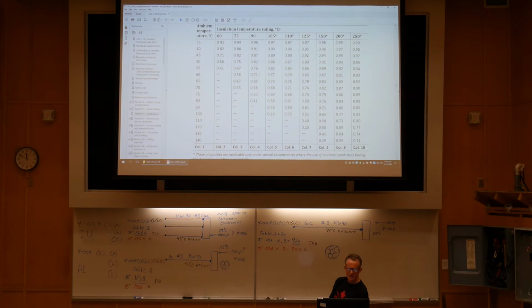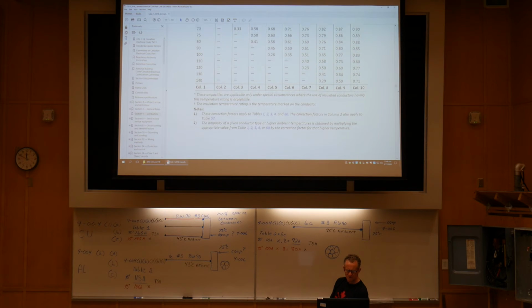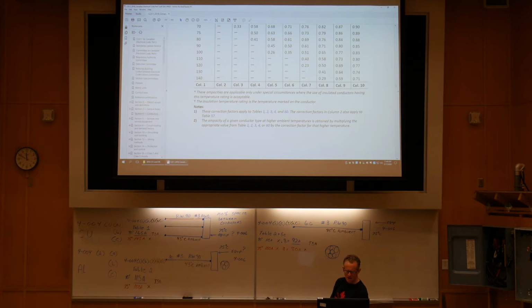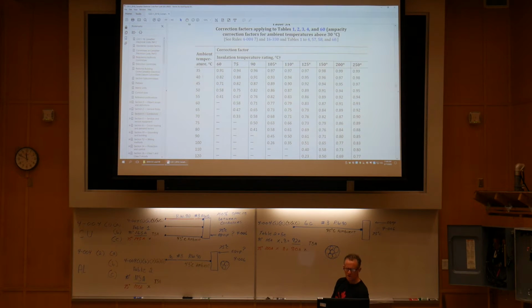So when we come down here now and we look where it says insulation temperature rating C, and it has the little dagger here, it is fundamental that you understand this part. The insulation temperature rating is the temperature rating marked on the conductor. So what they're trying to get across to you is, when you're applying the rating factor of table 5A, it is based on the conductor that you use. So the insulation that we're using is 90 degrees.